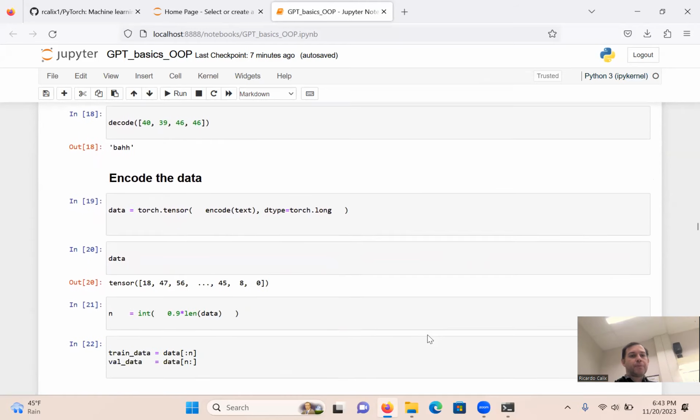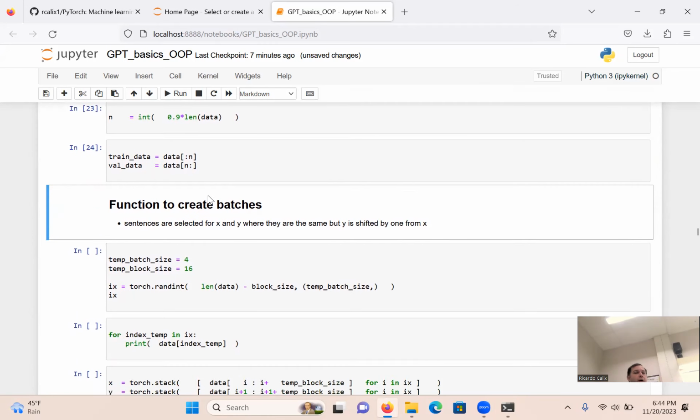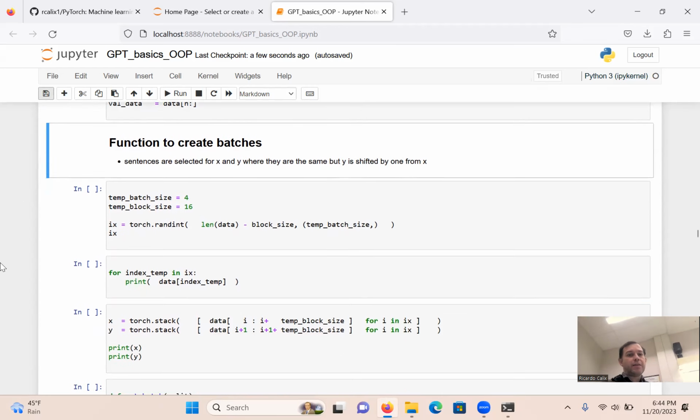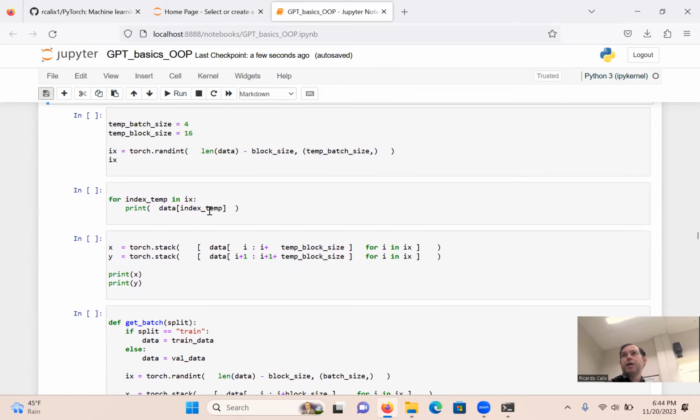Okay, so here we are. I think I was here. So I do this one, that one. All right, let me save this. This is the function to create batches, but this actually does a little bit more than that. The sentences are selected for X and Y here, where they are the same, but Y is shifted by 1 from X. So this is what I was saying before. This is just the same function down here, but here I broke it up into parts so that we can see what's going on.